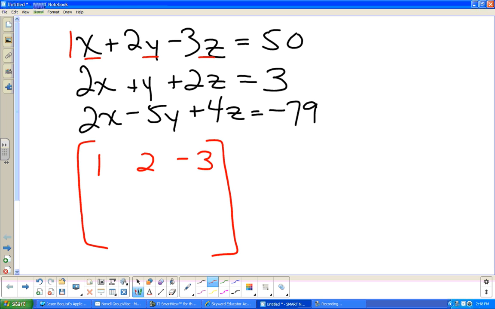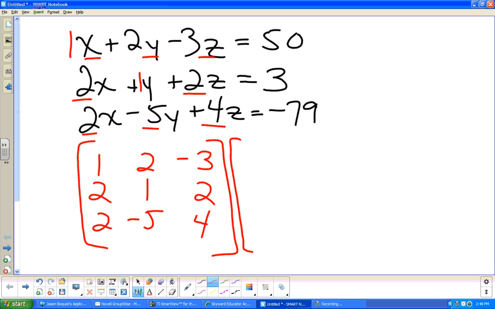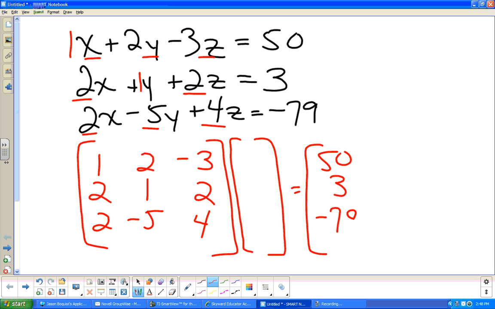For the coefficient matrix, again, we like to call that A. And then the next row would be 2, 1, 2, from right here, right? And then 2, -5, 4. It's very important that you write these numbers down properly, because if you put these numbers in your calculator differently, you're solving a different problem. So make sure that you put them in here. To make it a matrix equation, we take it times the point matrix, and then it will equal this matrix over here, which is 50, 3, and -79. And we call that matrix B.